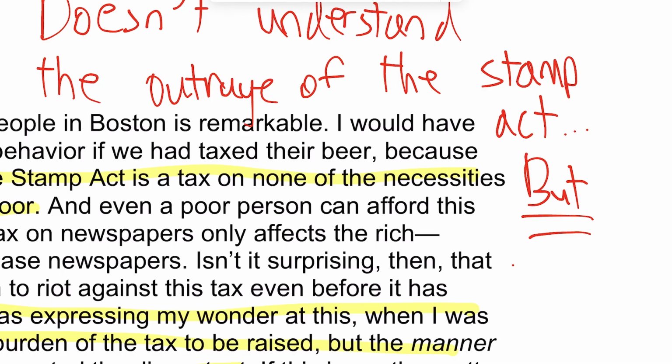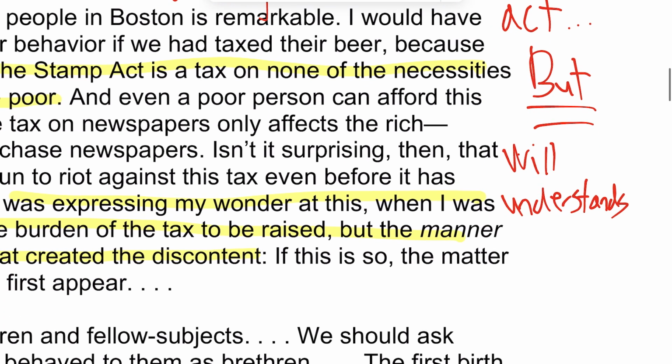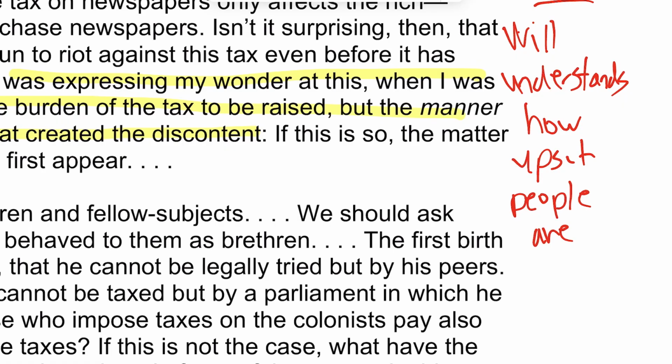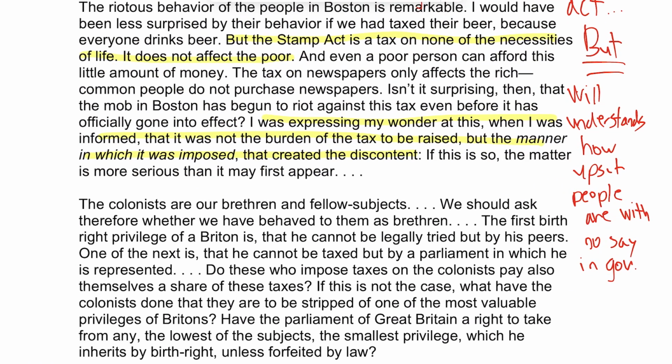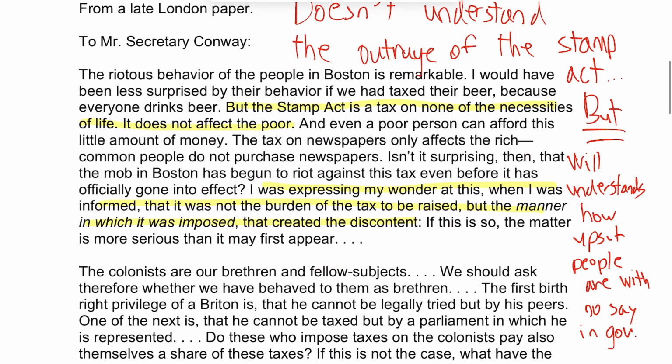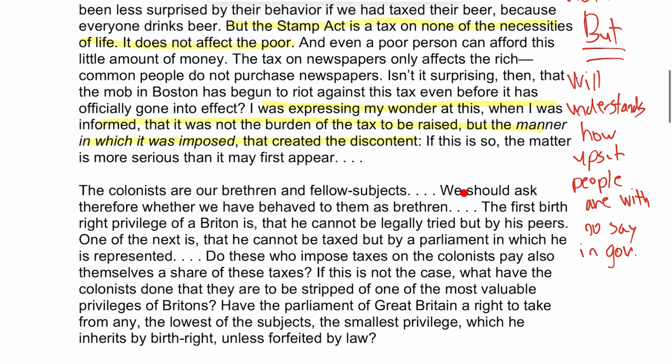So Will understands how upset people are with no say in government. So it's less about, in his opinion, the actual act and more about the fact that Will agrees and says, wait a second. He can understand the outrage from the Americans if this was passed and they had no say in it. So let's keep reading what Will says.